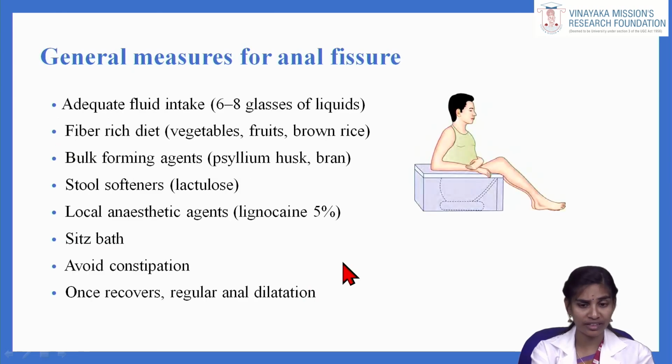General measures for the anal fissure: adequate fluid intake, around 6 to 8 glasses of liquids, fiber-rich diet, vegetables, fruits, brown rice, bulk forming agents, psyllium husk bran, stool softeners, local anesthetic agents, lignocaine, sitz bath. We have to give sitz bath with betadine solution 2%, avoid constipation, and once recovered, regular anal dilation.